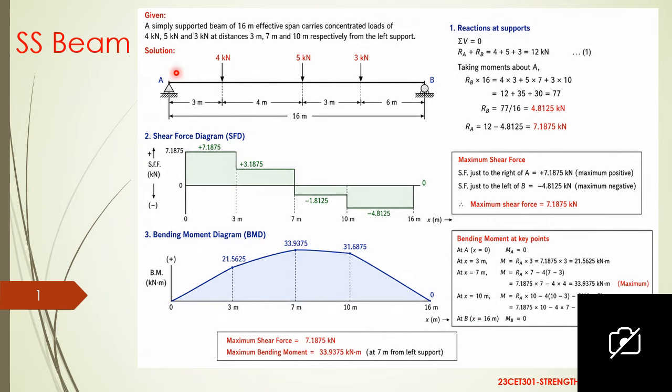At x equal to 10 meters, RA into 10 minus 4 into 7 minus 5 into 3. It gives 31.6875. Since the beam carries point loads, in the bending moment diagram we have to connect all the points with inclined lines. At A and B, the bending moment value is 0. So we connect with inclined lines in the bending moment diagram. You can see the maximum bending moment value is 33.94.